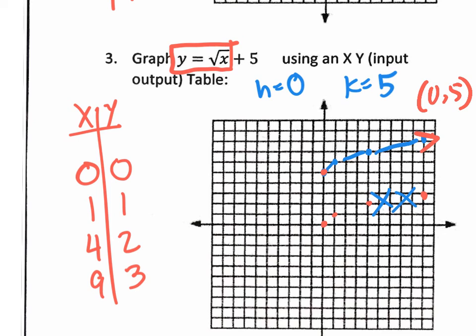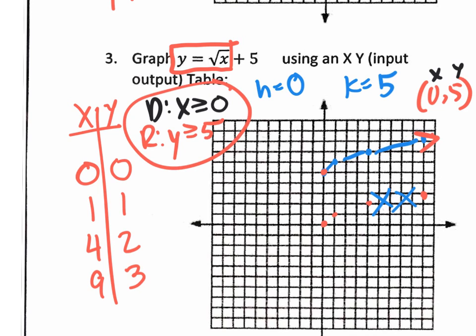So what's your domain here? X is what? Greater than or equal to 0. This is the beginning point, and that has the beginning point x value of 0. So what's your range going to be? Y is greater than or equal to that beginning point y value of 5. That's right. And that's about it.